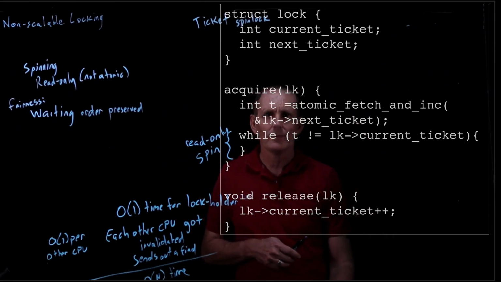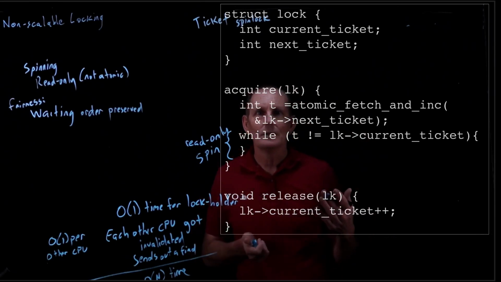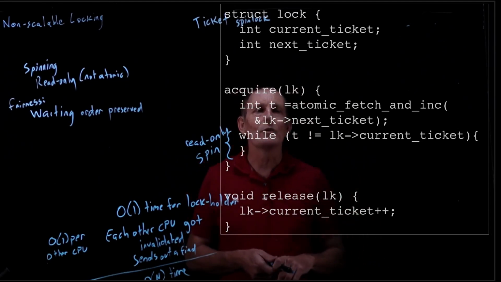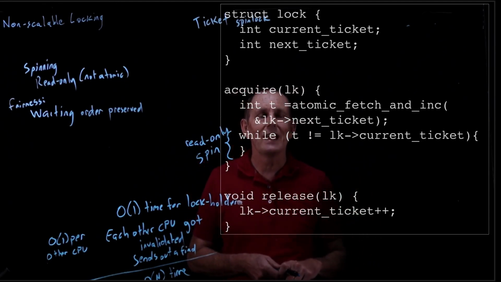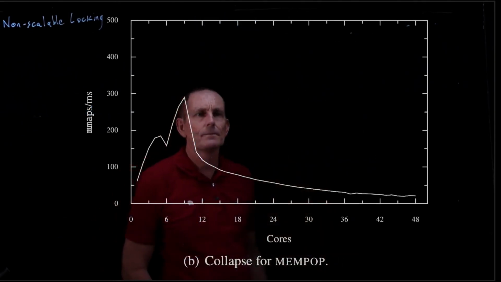So that's bad. The problem is we're not scalable, right? The cost of handing off increases with the number of waiters. In fact, the cost of handing off, we would like, as we said, to be constant. And so let's go look again at our graph. So here's our graph again.